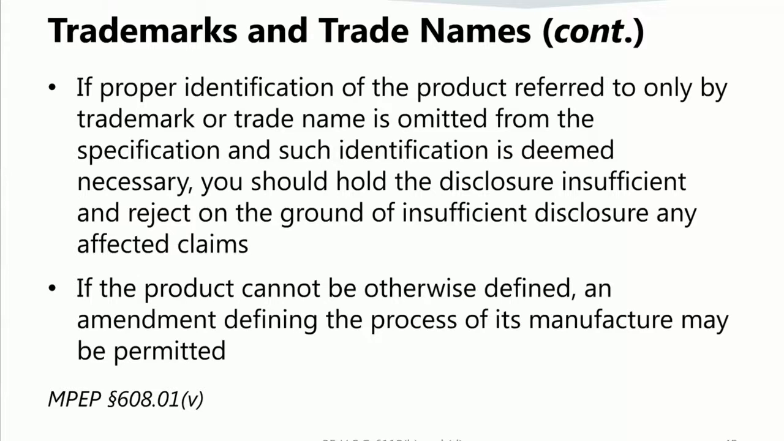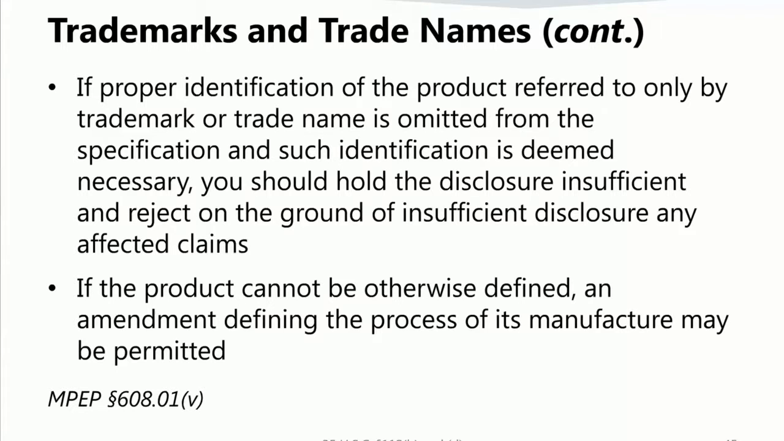If proper identification of the product referred to only by trademark or trade name is deemed necessary under the principles set forth in MPEP 608.01(v), but is omitted from the specification, you should reject any claims based on the identification of the product merely by trade name or on the ground of insufficient disclosure.